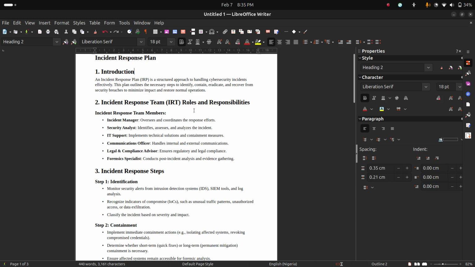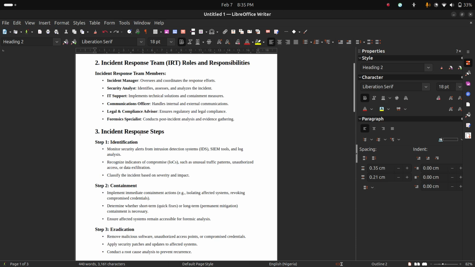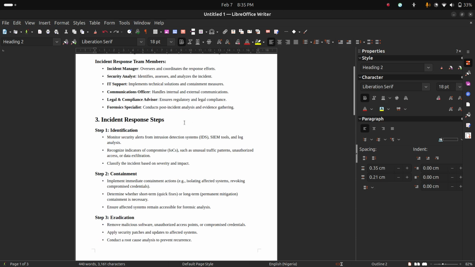IT support implements technical solutions and containment measures, ensuring that the devices or networks that have been breached are contained, in order for it not to affect other networks or hosts present in the network. Moving on is the communications officer, handling internal and external communication. We have the legal and compliance advisor and the forensic specialist.